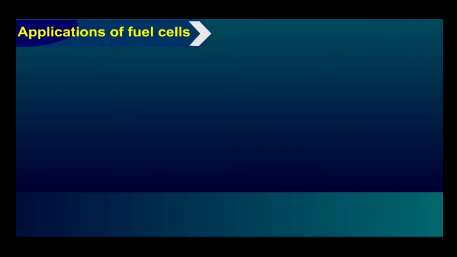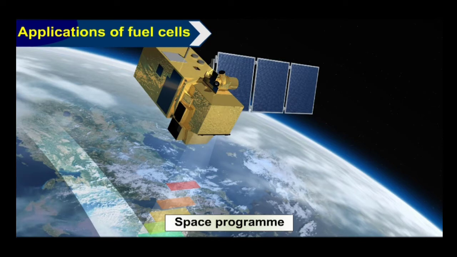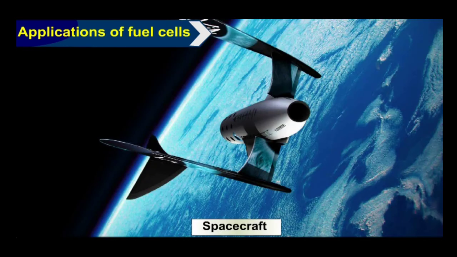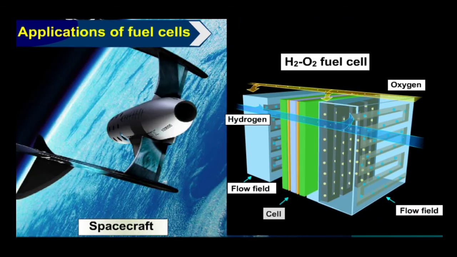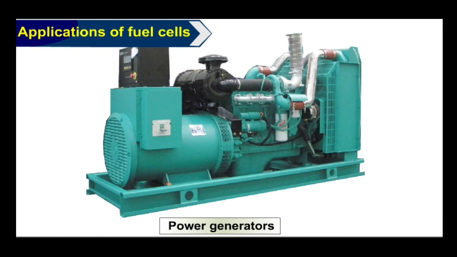Now let us see applications of fuel cells. 1. The fuel cells have been used in automobiles on an experimental basis. 2. The cell was used for providing electrical power in the space program. 3. In spacecraft, it is operated at such a high temperature that water evaporates at the same rate as it is produced. The vapor is then condensed and pure water is used for drinking by astronauts.